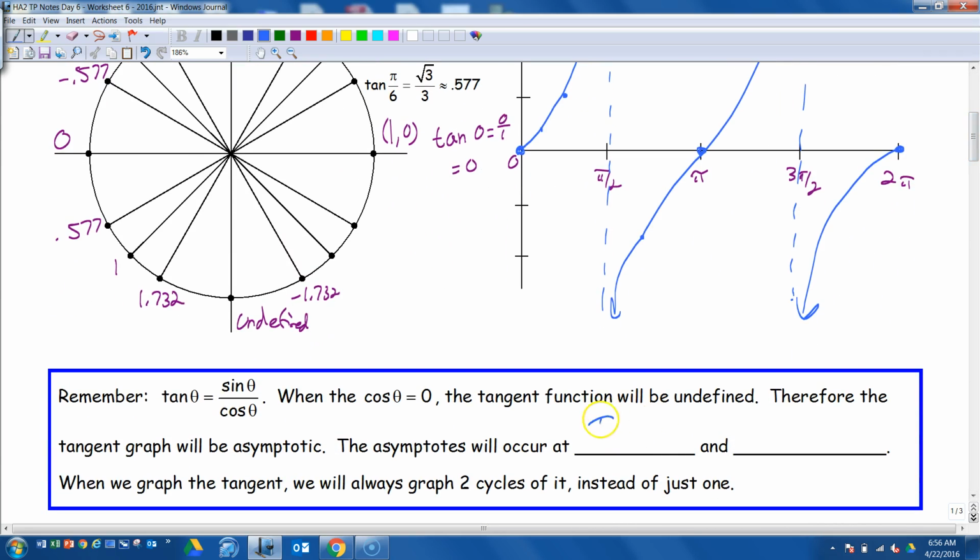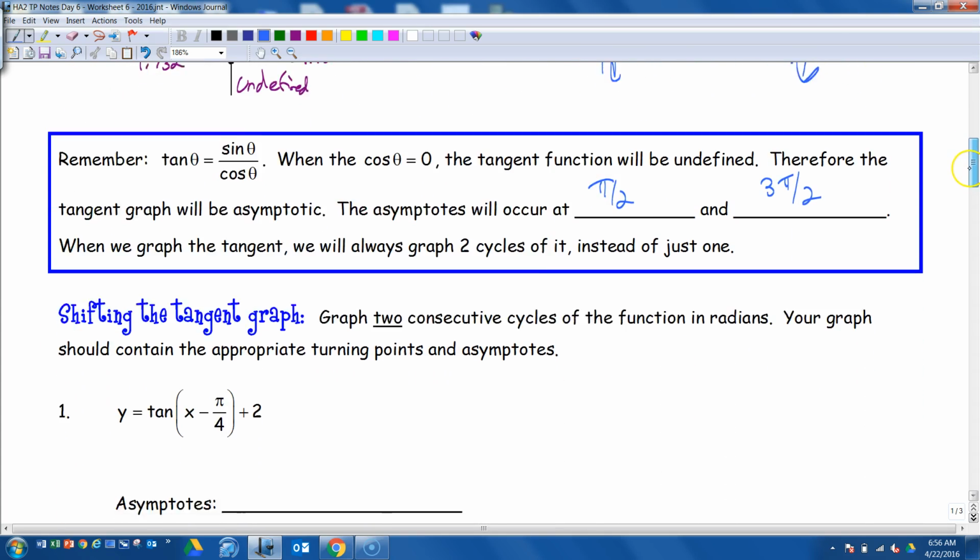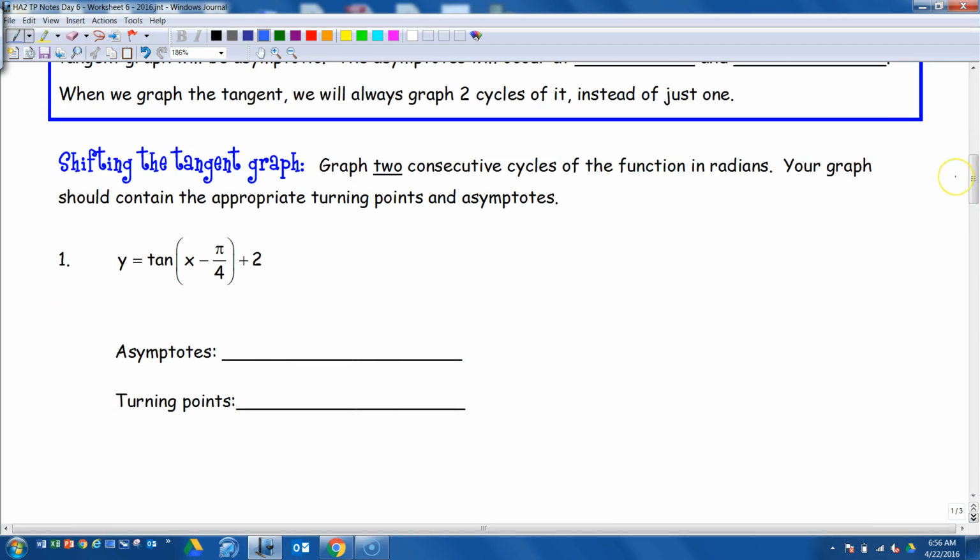So the asymptotes occur at pi over 2, always, and, well, unless there's a shift, 3 pi over 2. And we're going to graph 2 cycles so it matches what we were doing with the other curves. So let's see what happens. We're going to shift them. Before we do that, let's look at what this means. The normal graph is going to go up 2, and this means it's going to the right by pi over 4. So all my points are moving to the right, which means I'm going to add pi over 4 to all of my original points.